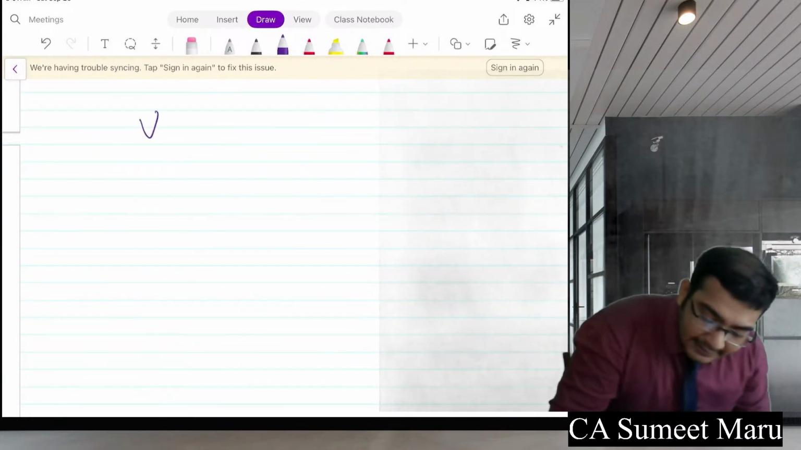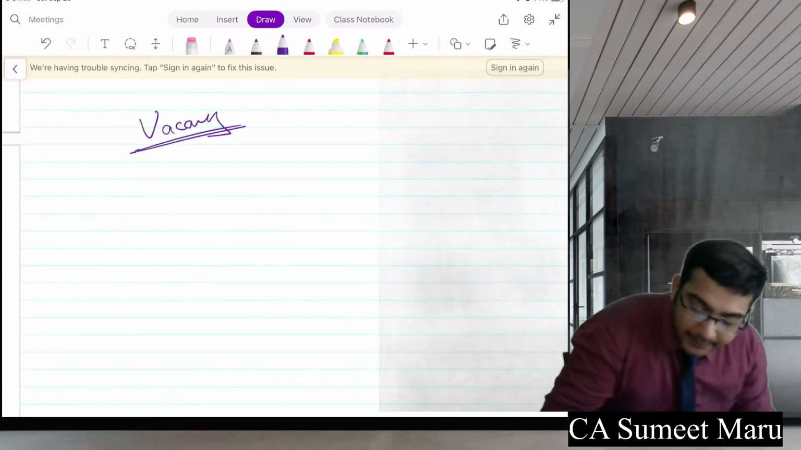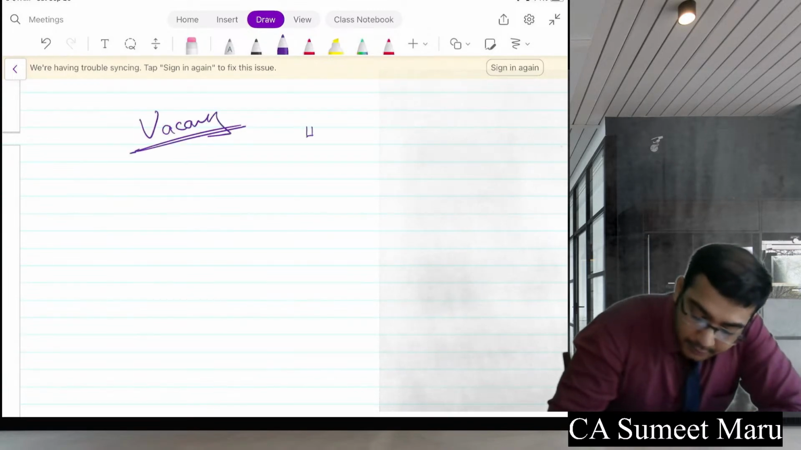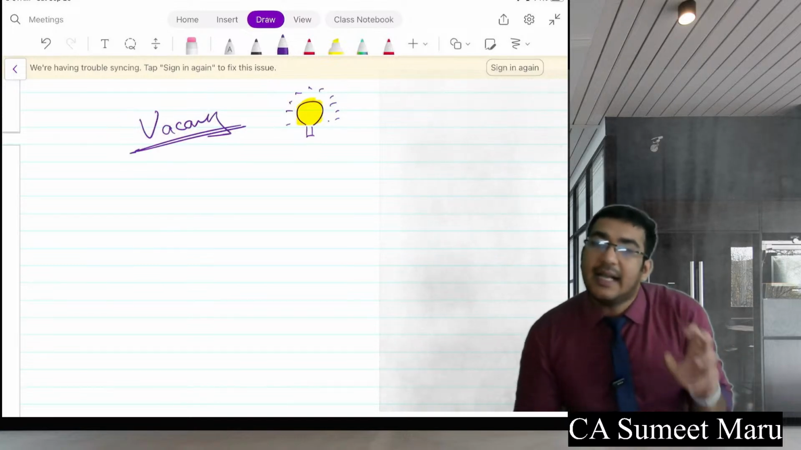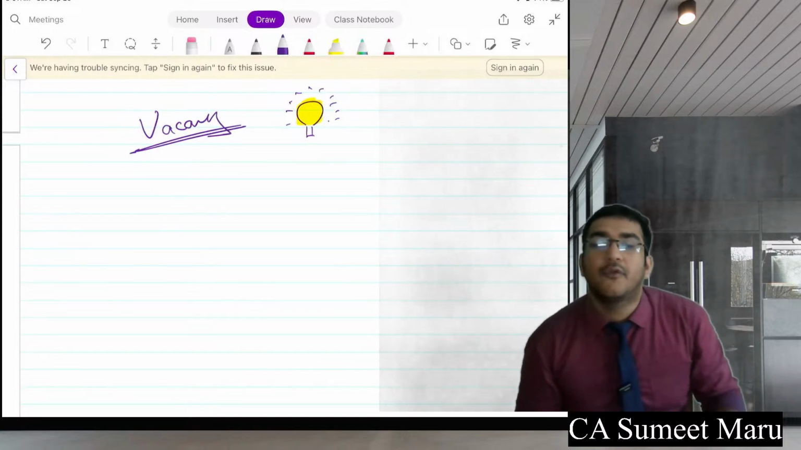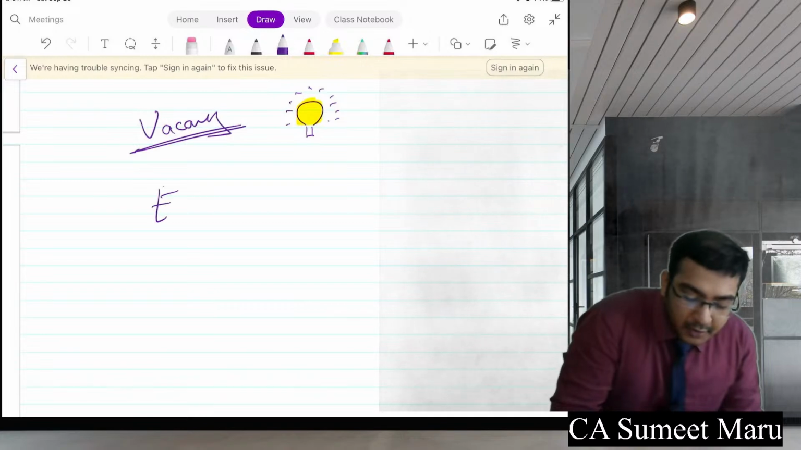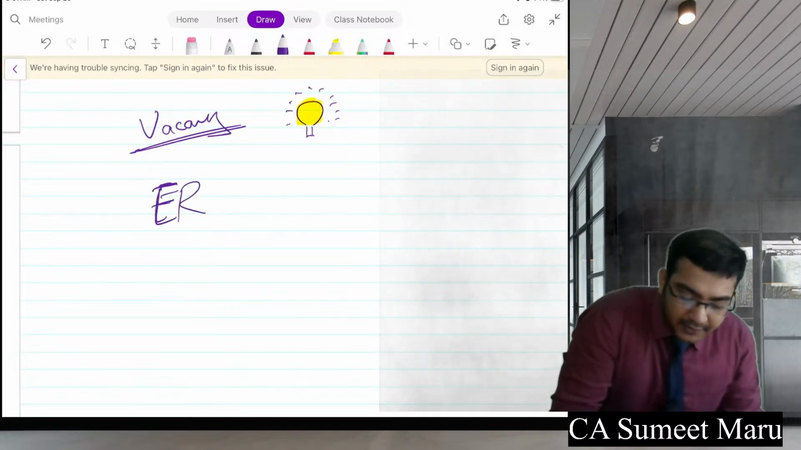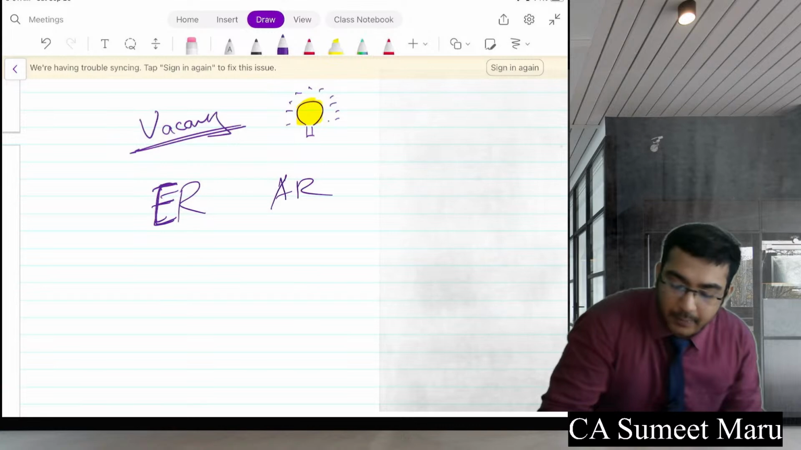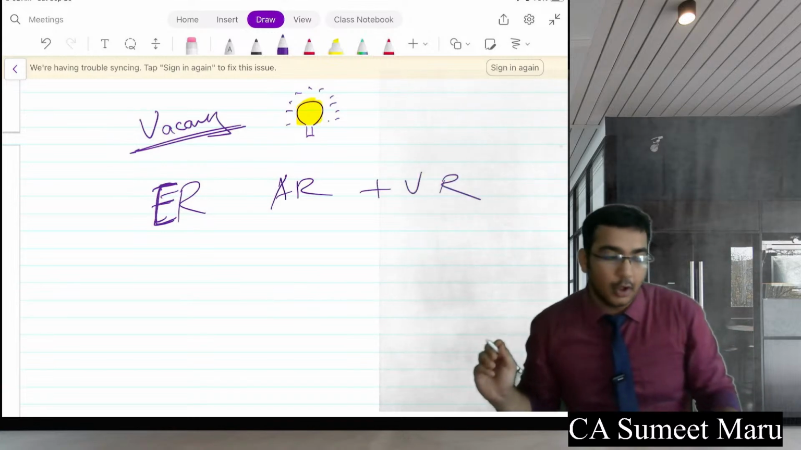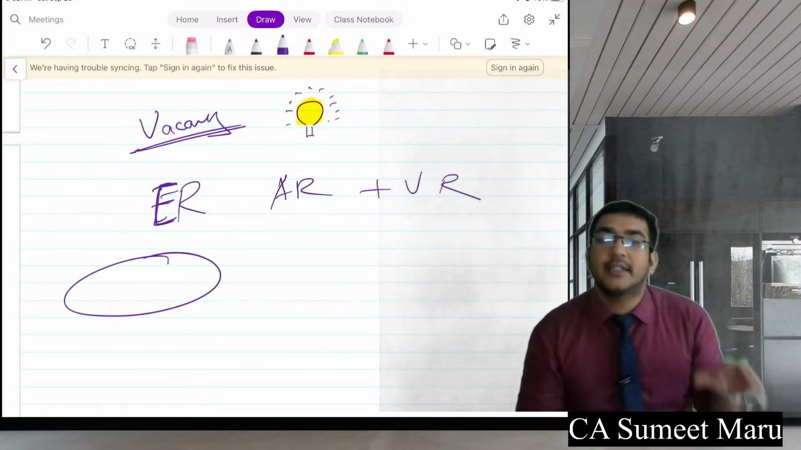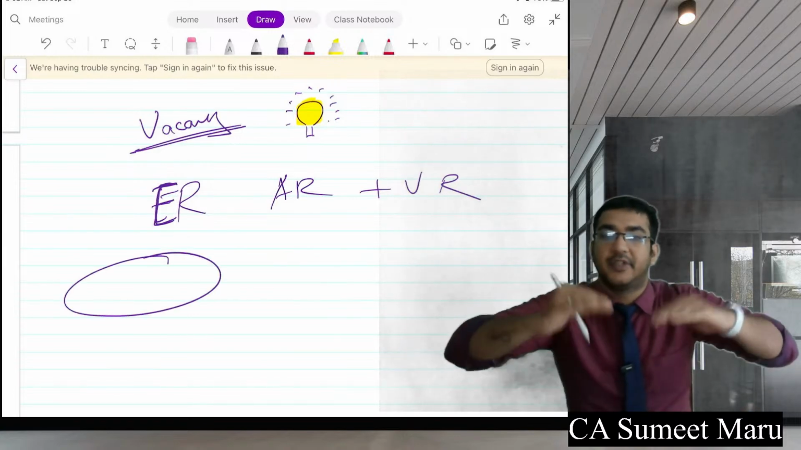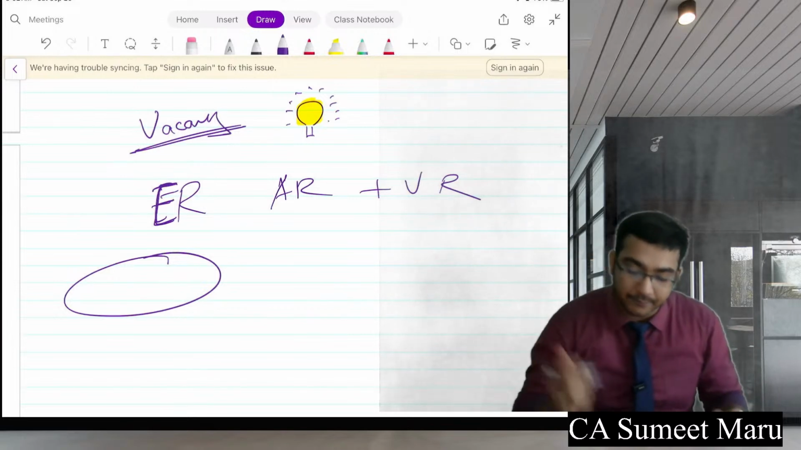Whenever the word vacancy comes, the bulb in your mind should light up. You know how your mind's bulb looks like this. Okay, as soon as the word vacancy comes, you have to go for the equation. Write down the equation first. Expected rent, actual rent plus vacancy rent. Okay, once you write it, then do the actual thing. Write down the expected rent. What is that? Actual municipal value or fair rent, whichever is higher, subject to standard rent.